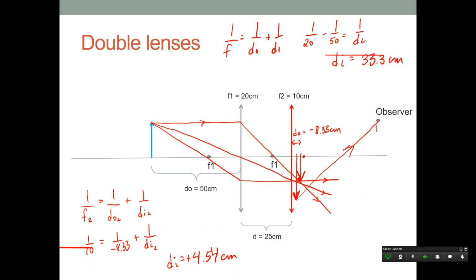So lenses are different from mirrors. In mirrors, you want them to be on the same side. Let's see if this one works. This one's good. All right. Erase this.